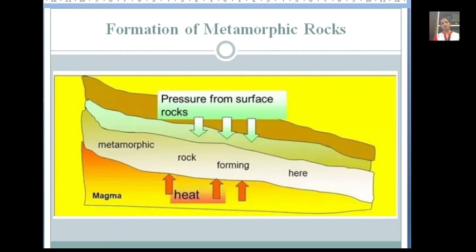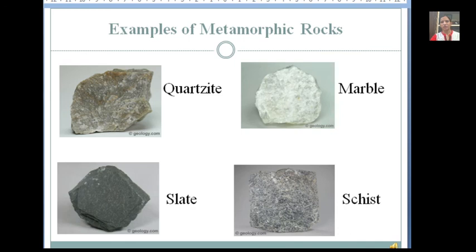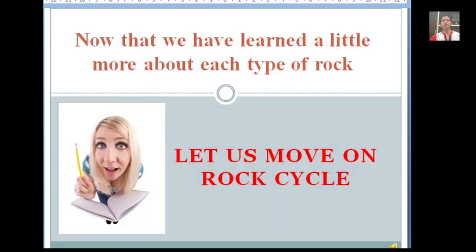And when metamorphic rocks change their properties again, then it is called bimetamorphic rocks. Here it is important to know that metamorphism does not occur only with igneous and sedimentary rocks. It can happen with metamorphic rocks again. These are examples of metamorphic rock: quartzite, marble, slate, schist. Now the question is, what is a rock cycle?